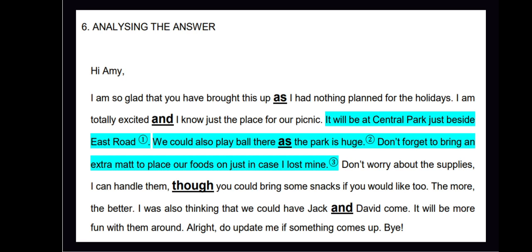Okay, so now another thing is, please look at the bold words here. You can see here are the connectors, the cohesive devices used. So make sure you remember the things that I have told you last week. Remember, cohesive devices are important, especially in your essay.